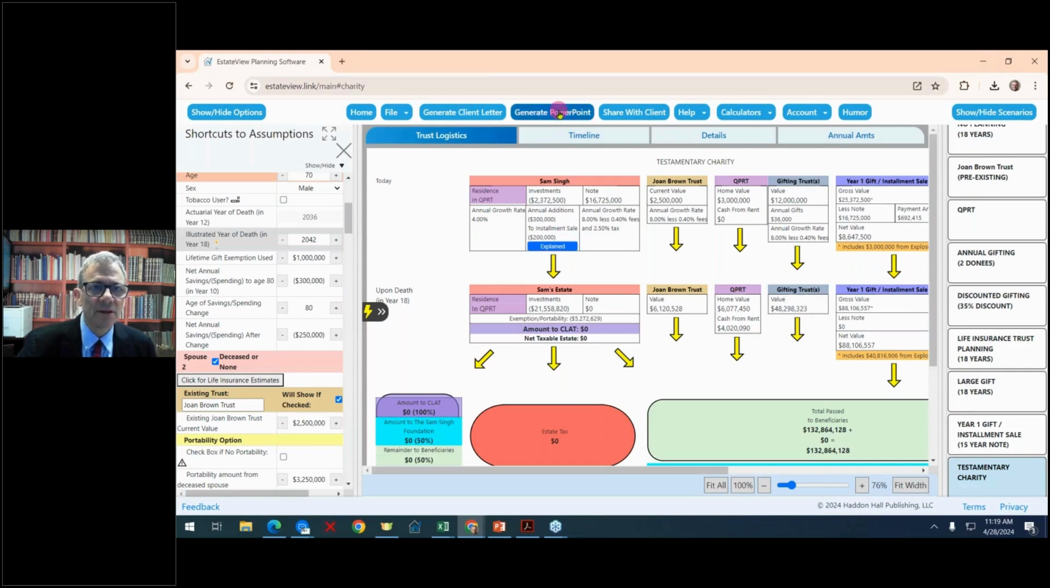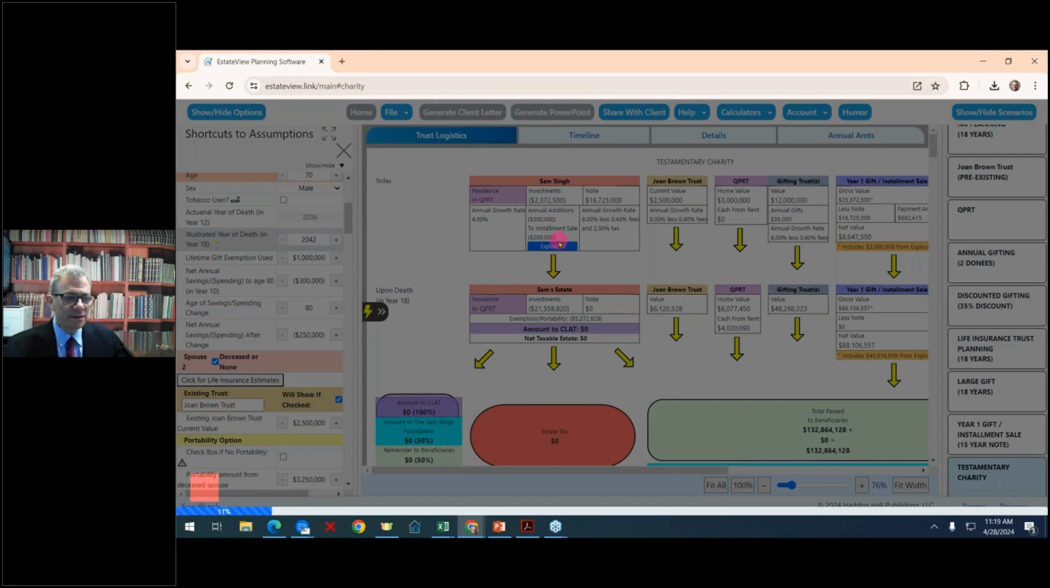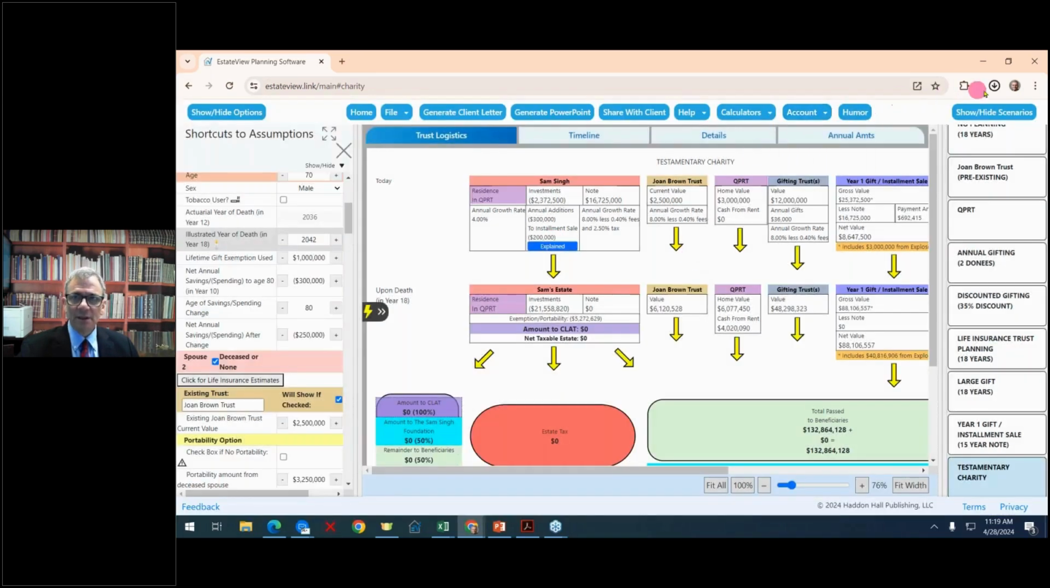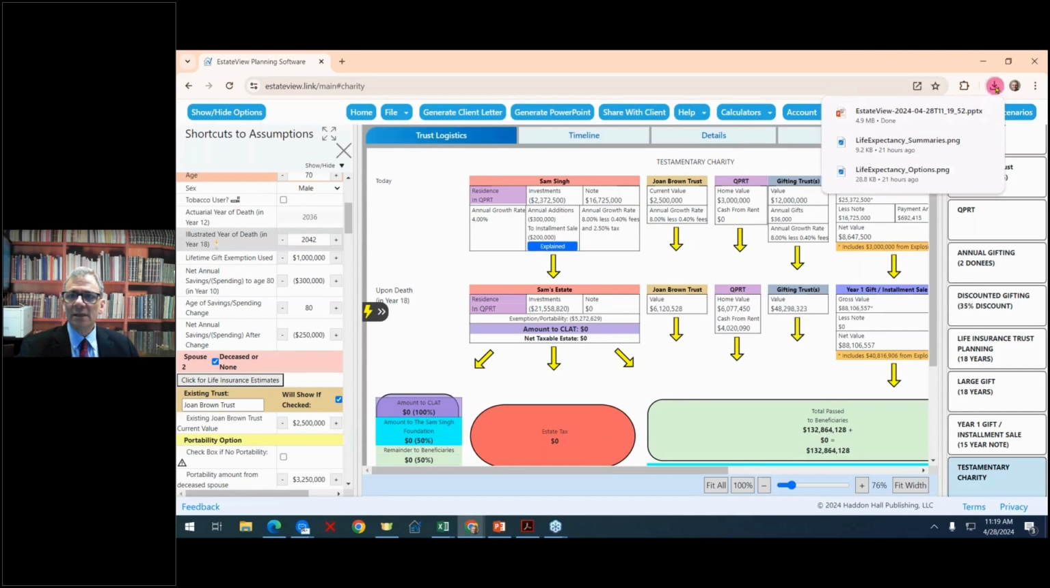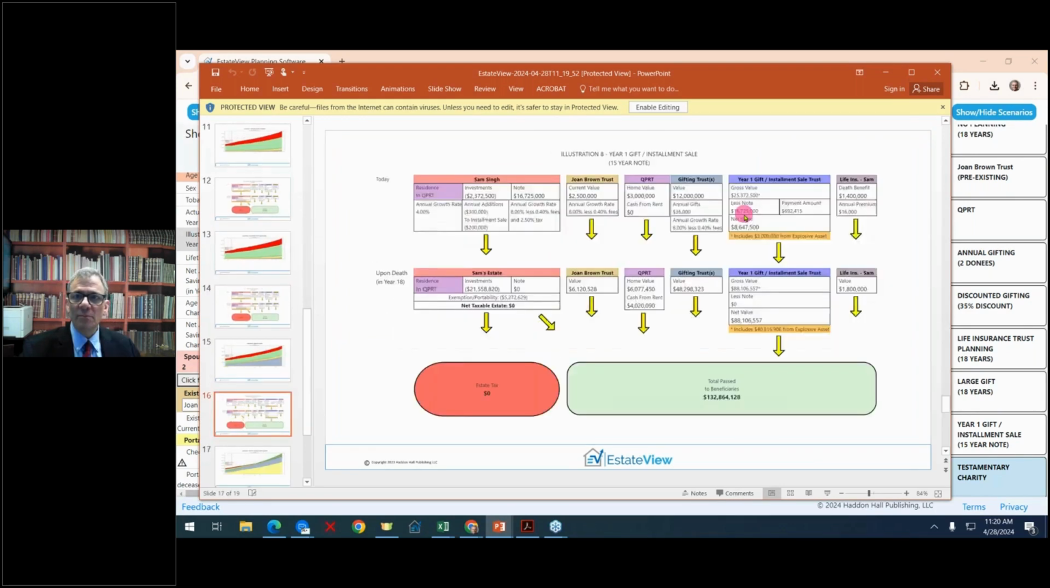In addition, I can generate a PowerPoint by simply clicking on Generate PowerPoint. The computer is now generating a PowerPoint that will have each of those illustrations. It doesn't talk when you click on Generate PowerPoint, only when you click on Generate Client Letter. But then I go to my arrow down here on the top right-hand side under my Google Chrome, and there I can open my comprehensive planning PowerPoint.